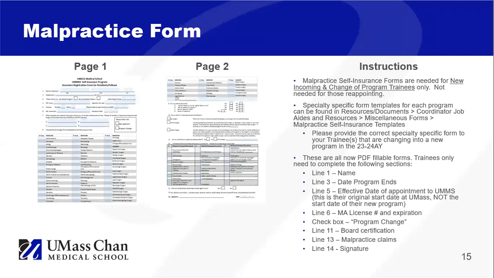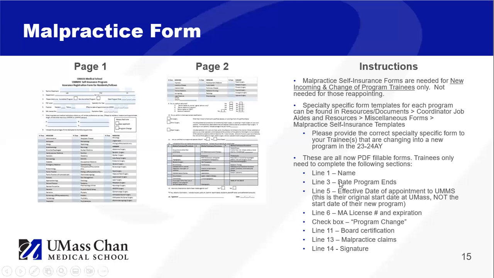So the malpractice form. I went through all of the programs last year and made templates for every single program, because I know everybody fills out these sections a little differently. Everything from here on down is filled out specifically for a program. There are templates for all of these. You can go to job aids and resources, miscellaneous forms, malpractice, self-insurance templates. Just find your program, or the program that the person's going into, and that's the one they need to fill out.